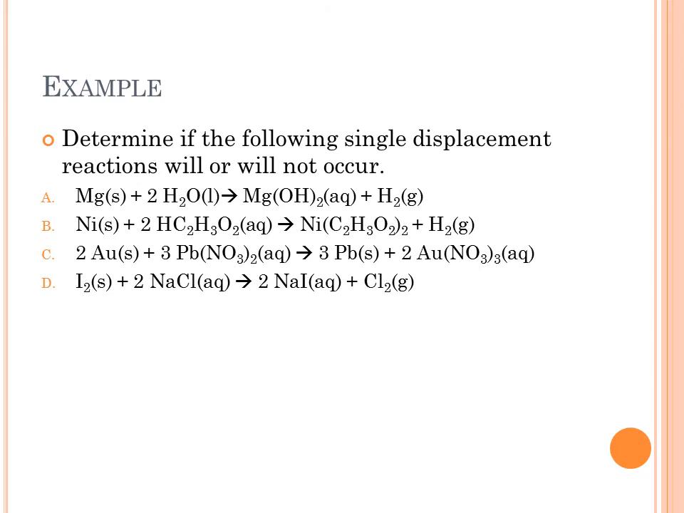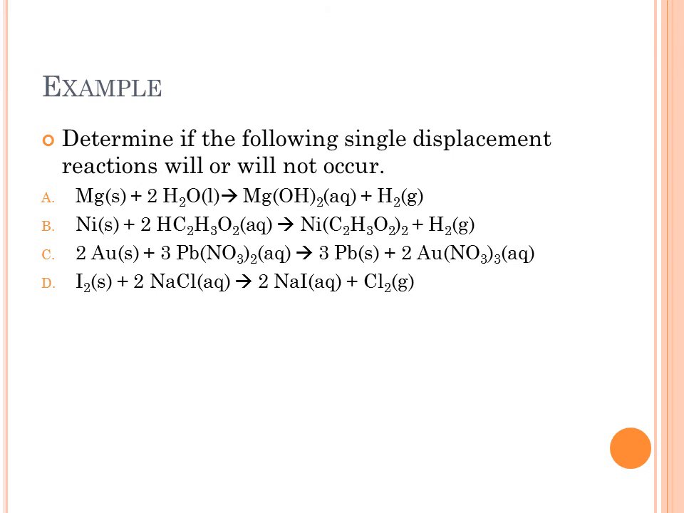So in this example, we want to determine if these single replacement reactions will or will not occur according to the activity series. Here we've got magnesium reacting with water, nickel reacting with acetic acid, gold reacting with lead 2 nitrate, and iodine reacting with sodium chloride. So which, if any of those, would occur according to the activity series? You have to look and see if they're active enough to displace the thing in the compound. That is, the element has to displace an element in the compound.